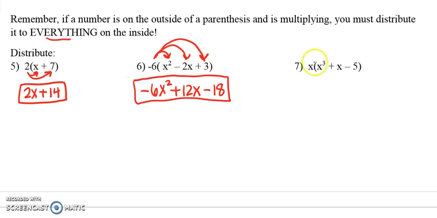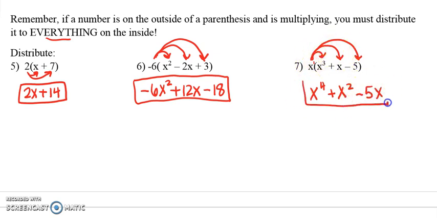Boom. Now here we're multiplying in a variable. And this gets a little tricky for some people, and that's why we talked about that up at the top. What's x times x cubed? How many x's you got there? You're multiplying, so remember, you've got to add those exponents. So that's going to be x to the 4th. Remember, there's a little 1 there. x times x, add those exponents, x squared. And x times negative 5, just a straight up negative 5x. Done.